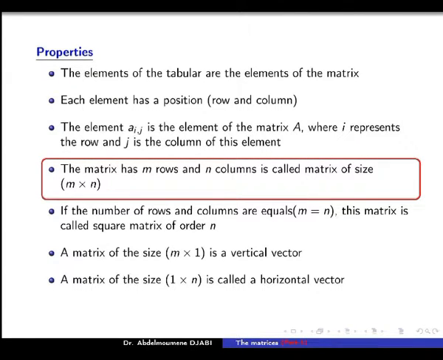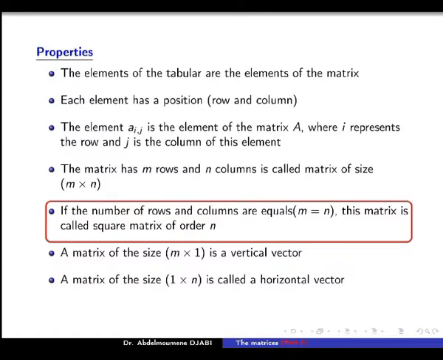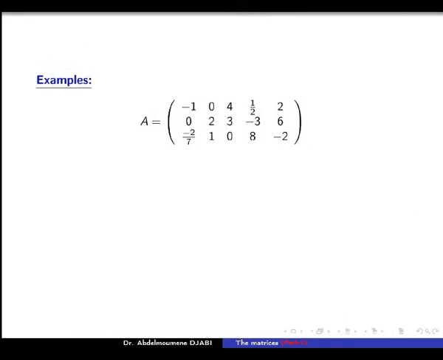So, the interesting thing in these properties is the size of a matrix. We know the size of a matrix of m rows and n columns by m times n. And if m equals n, then the matrix is called a square matrix of order n, or of the degree n. We give some examples.